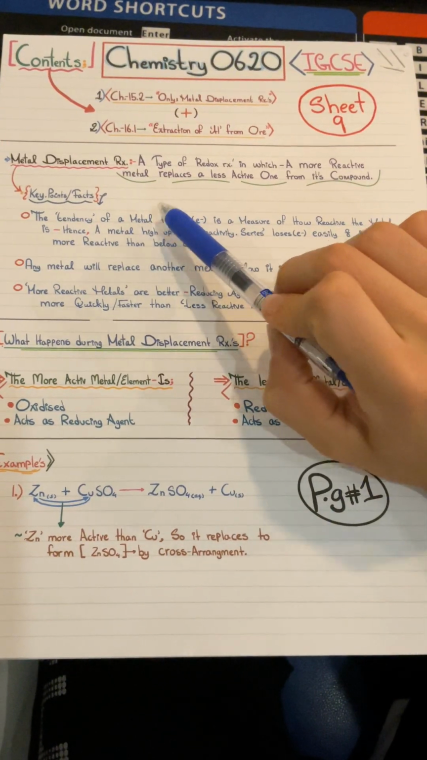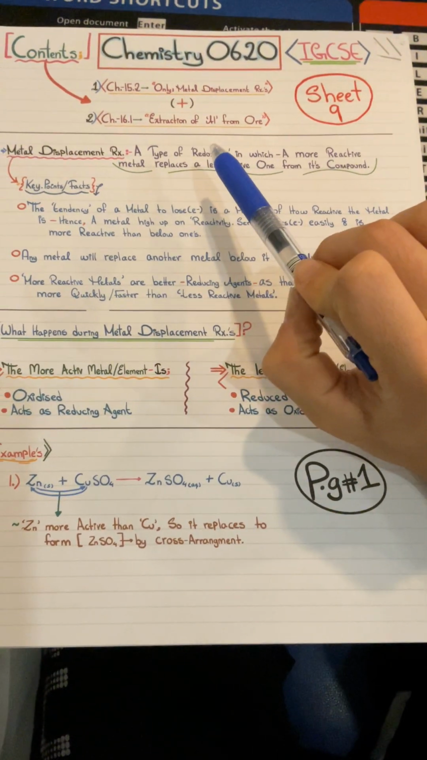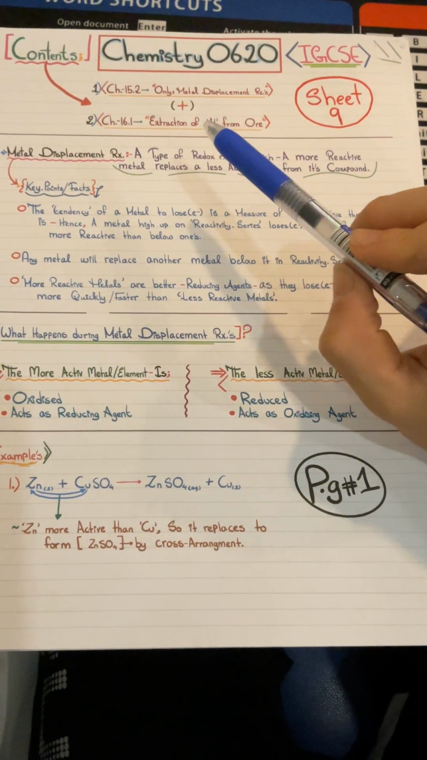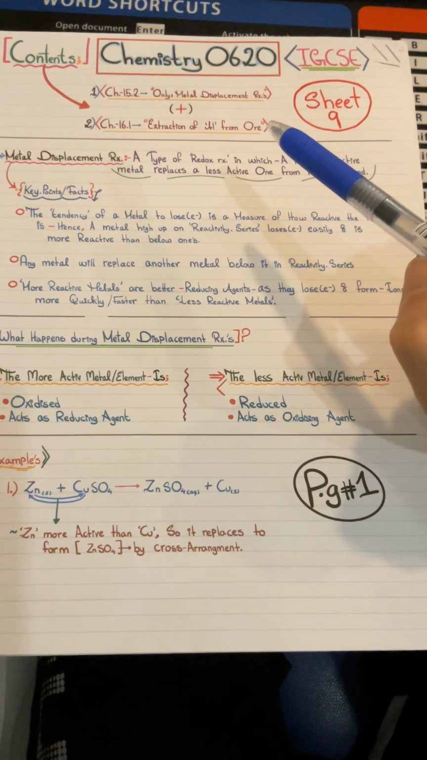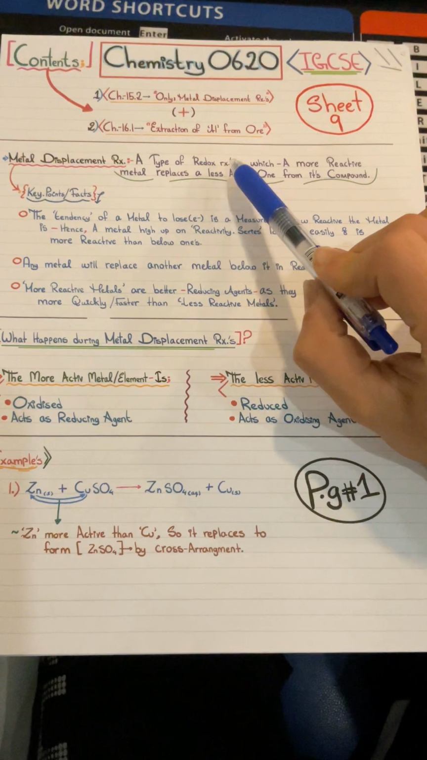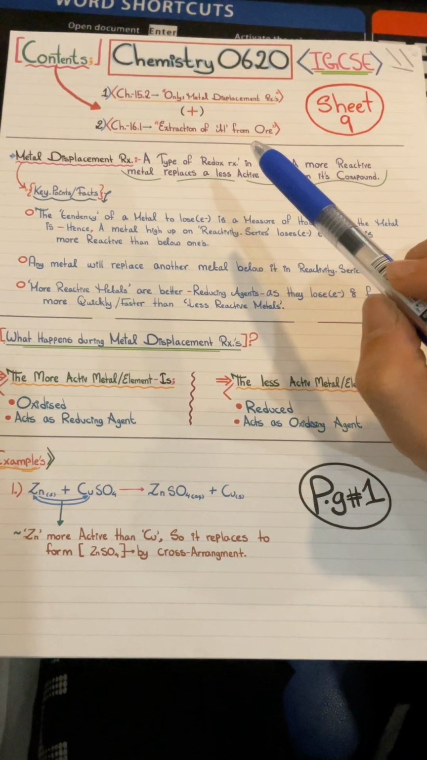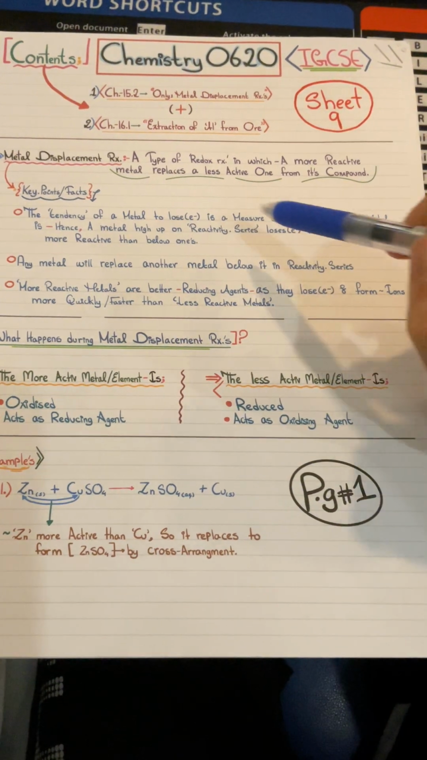Metal displacement reaction is a type of redox reaction. Before we continue here, I just want to ask you, what is a redox reaction? If you got the answer correct, the answer is a chemical reaction that shows both oxidation and reduction at the same time. We took this in the beginning of our videos in electrochemistry topic 4.